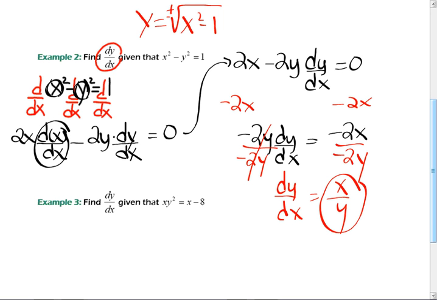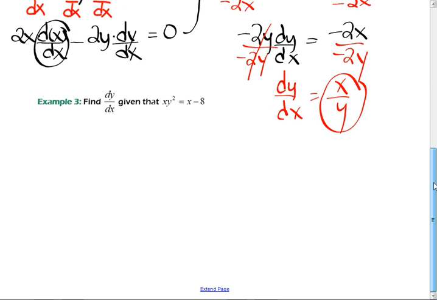Example 3. We'll do that last, because it's tough. Okay, so I have x times y squared equals x minus 8. I'm going to exaggerate that. Times, because that was missed by many on Friday.